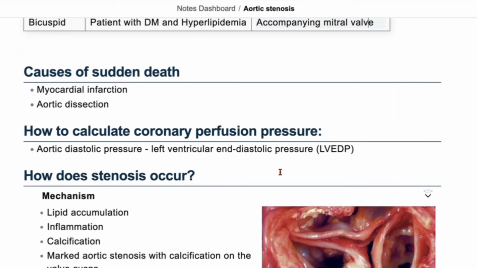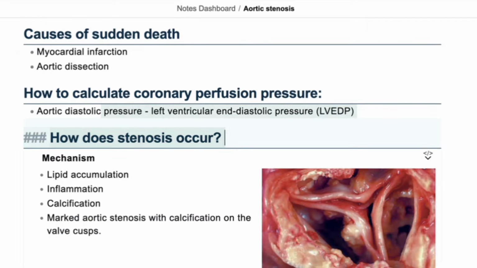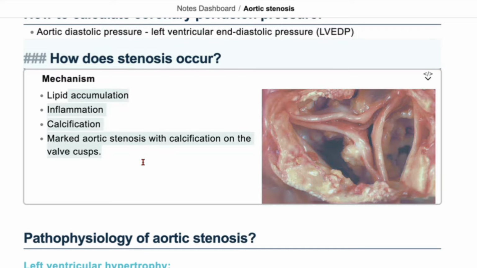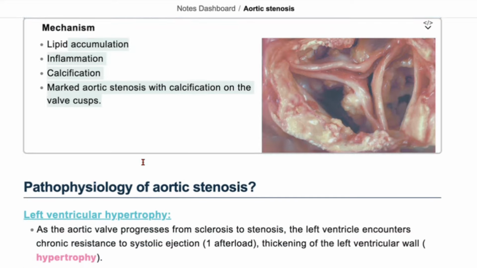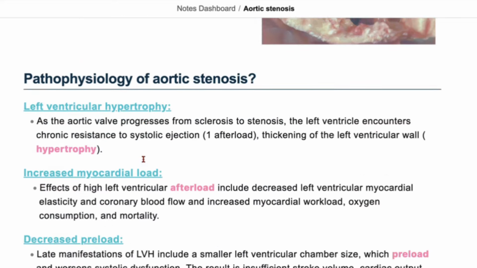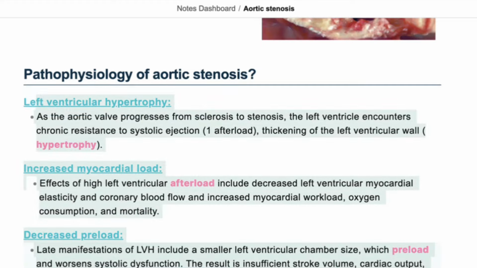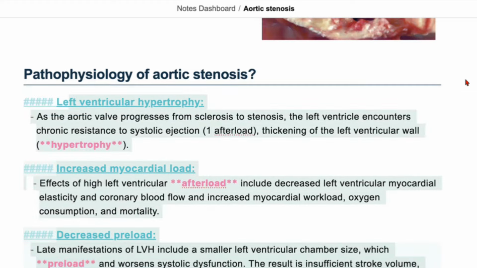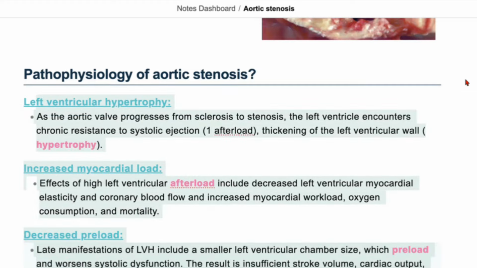Cause of sudden death, you mentioned it very well. You can just go to the point as well. Again, you talk longer, so use the headings and go for the headings first. So the pathophysiology can be divided into 3 points: left ventricular hypertrophy, increased myocardial load, and decreased preload. Then you can go into the details of that, and explain whatever you want.